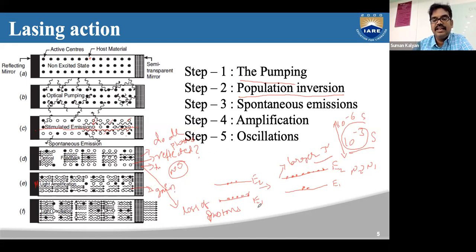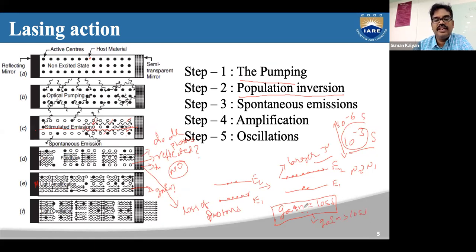When gain equals loss, we say that a steady state will be achieved. But the loss will be partial. Not all the photons are lost; we are losing only a fraction of photons, but here we will be getting 100%. So at some point the gain will be equal to the loss, and after some time this gain will be more than the loss.